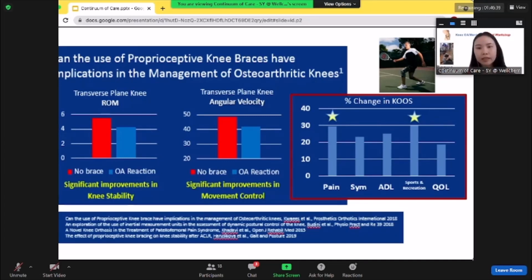Some interesting facts about this study is that they had a participant who is a golfer. He plays golf, and prior to trying out the OA reaction, he could not play at all due to his knee OA. But after trying out the OA reaction, he can actually finish 18 holes. So that's quite amazing, isn't it?